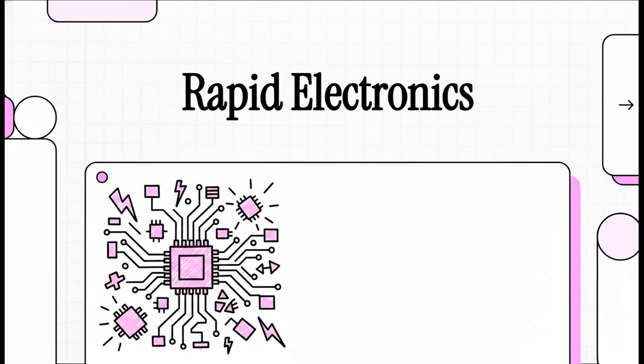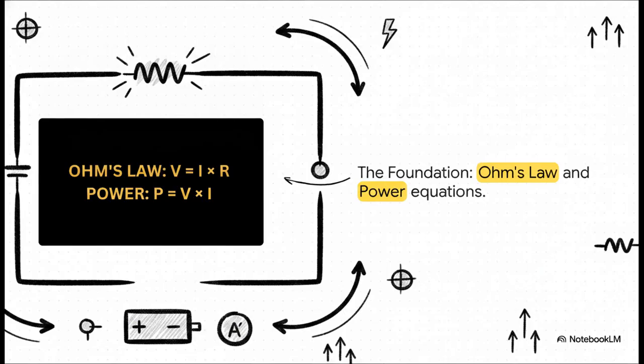Welcome to this rapid-fire electronics explainer. We're skipping the fluff and hitting the exact technical points you need. Ohm's law. Voltage equals current times resistance. That's the literal mathematical backbone of every circuit we'll cover today.